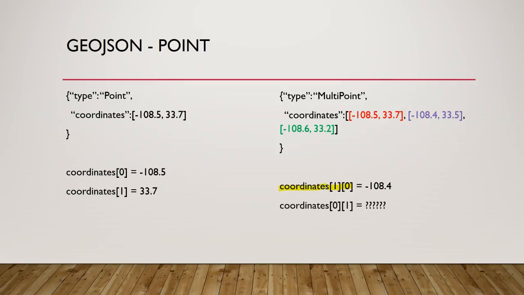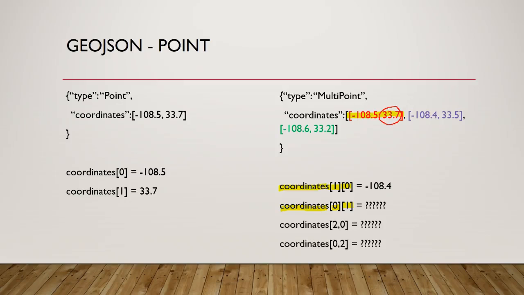What would coordinates 0, 1 be? You can pause this lecture and think about it for a bit if you want, because I'm only going to pause about 5 seconds. Coordinates 0, 1 is the second element of the first array of the coordinates property. So the first array is up here in red, and the second element of that array is 33.7.